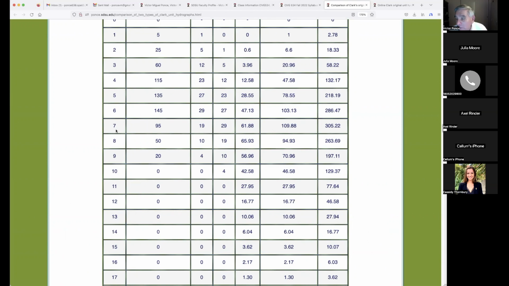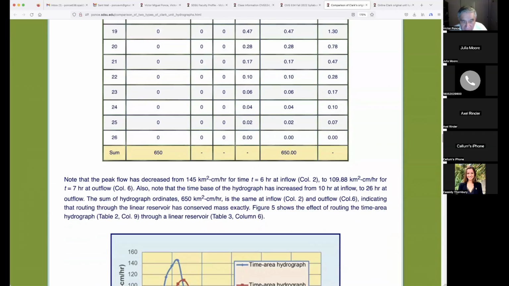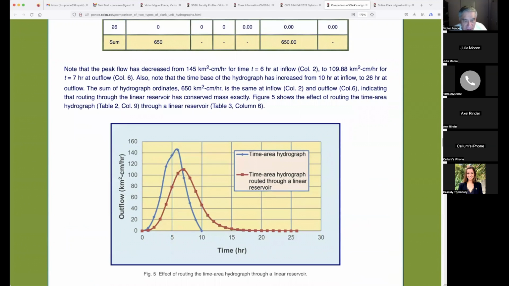Why? Because it has to be that way, because there's spreading of the hydrograph. So the peak is not going to be at the same time. It'll be a little bit later, maybe 1 or 2 steps later. In this case, it's only 1. Not a whole lot of diffusion. Okay, so this is it. We have a plot of the time area histogram, or rather time area hydrograph, and the time area hydrograph routed through a linear reservoir.